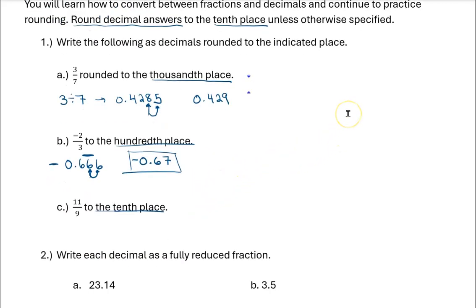Go ahead and pause the video and try C, and then turn it back on and see how we do.